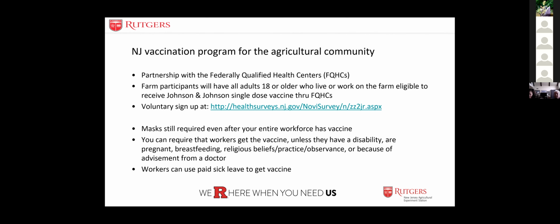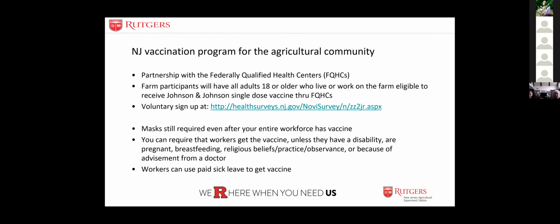This is the Johnson & Johnson single dose vaccine that's going to be offered through the federally qualified health centers that we have in the state. Anyone on a farm who's 18 years or older is eligible for the single dose vaccine through these centers. So that's workers at the farm and family members who are also at the farm. You can copy this survey from here. Maybe Jen can put that in the chat box, but you'll also get information along with a letter from Doug Fisher specific to the survey.